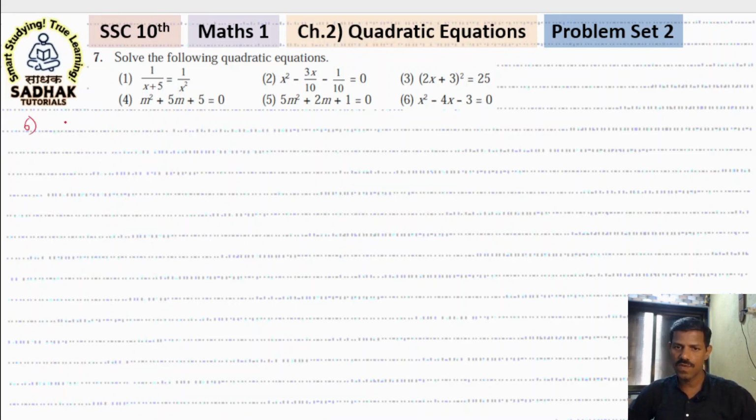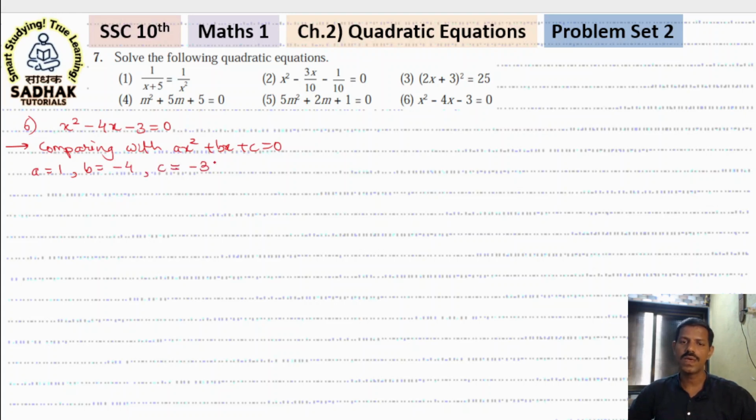Question number 6 looks very easy. X square minus 4x minus 3 is equal to 0. It is in the standard form, so comparing with ax square plus bx plus c is equal to 0, we get a is equal to 1, b is equal to minus 4, and c is equal to minus 3. Now if we try the factorization method, what will be the factors of minus 3?